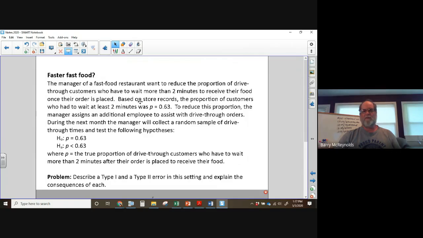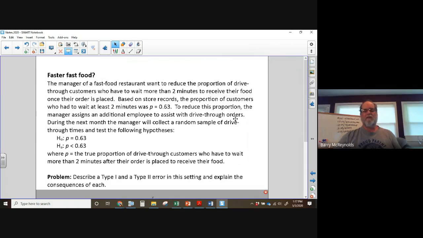So based on his previous records, the proportion of customers who had to wait more than 2 minutes was 0.63. So based on historical data, the true proportion of customers who waited more than 2 minutes was 63%. That's a high number, almost 2/3 of your customers have to wait 2 minutes to get their food. So the manager wants to improve this and decides, okay, I'm going to dedicate a new employee to work with drive-through orders. I'm going to try this for a month, and we'll see how it works.